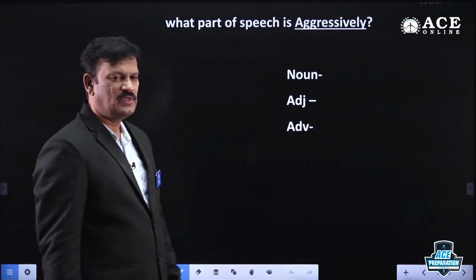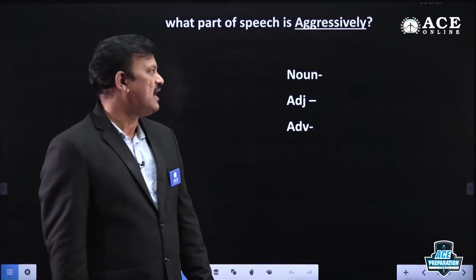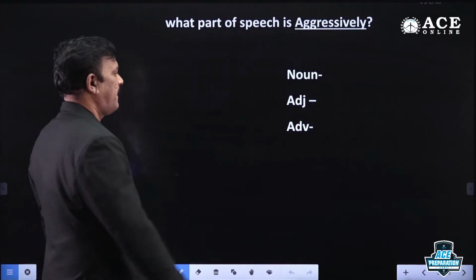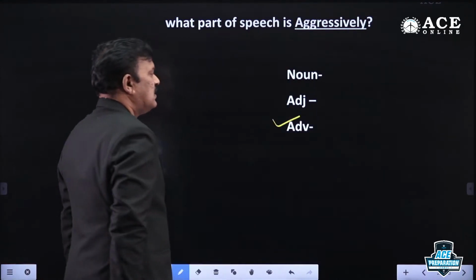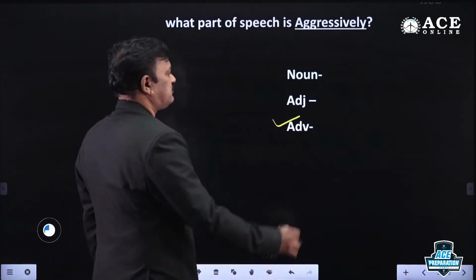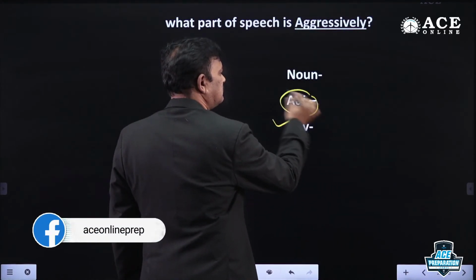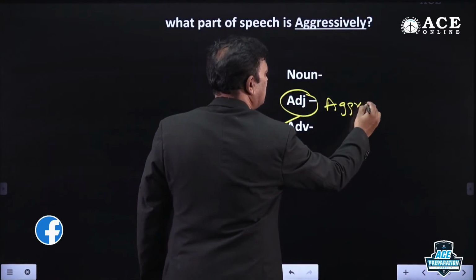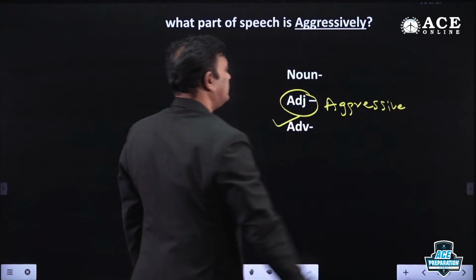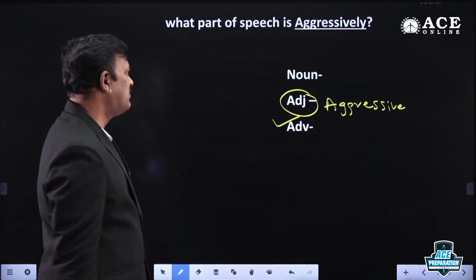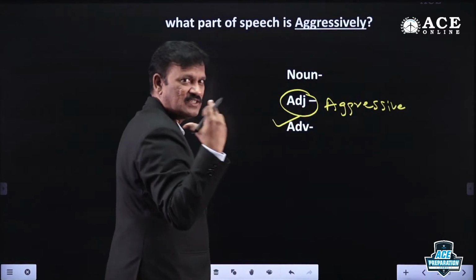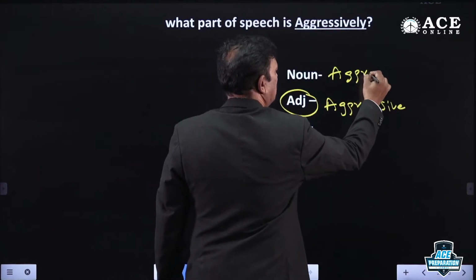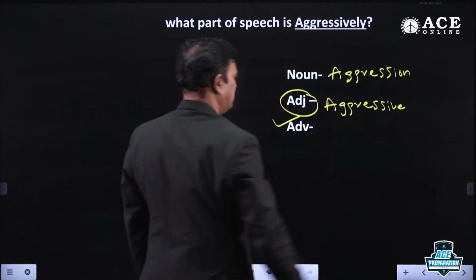So this is your turn. What part of speech is aggressively? I'm sure you got it. What is the adjective form of this? Simply remove that ly. What is the noun form of this? I'm only changing these suffixes. That is the point I want you to focus on. Aggression.